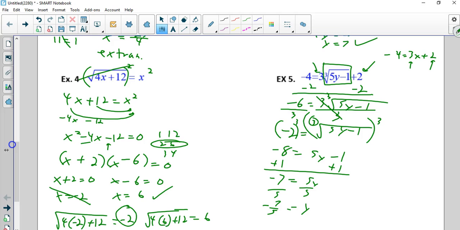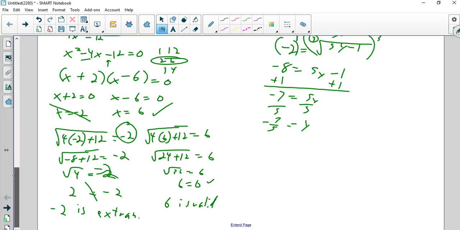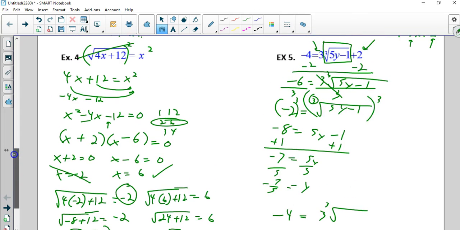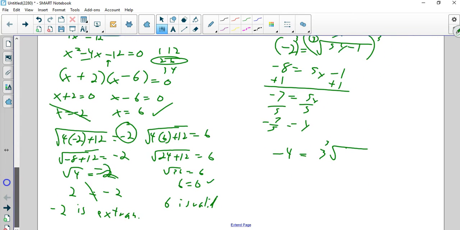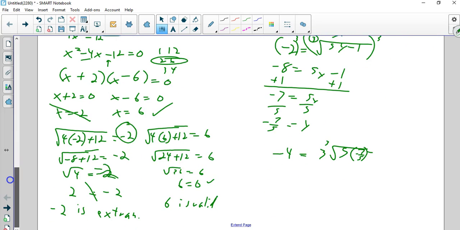Now we got to check that. So this is going to be a little more complicated, so let's write it out. We have negative 4 equals 3 times the cube root of 5 times negative 7/5 minus 1, extend that radical, plus 2. So let's do the math now.